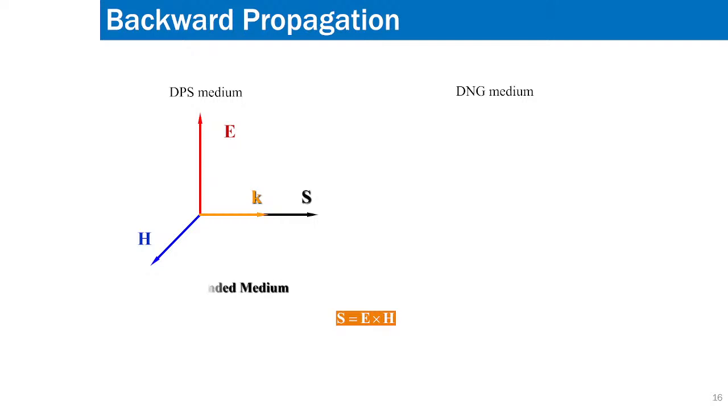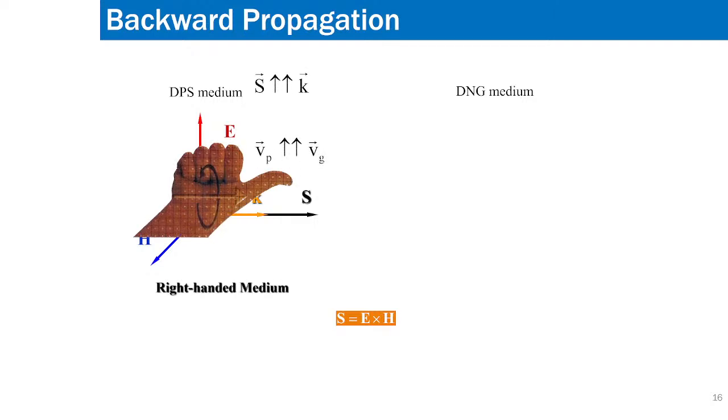So this is called a right-handed medium. In this, S and K are parallel, in the same direction, and the phase velocity and group velocity are also parallel, in the same direction. It follows the right-handed rule as you can see. So we call it a right-handed medium also, DPS medium or right-handed medium.